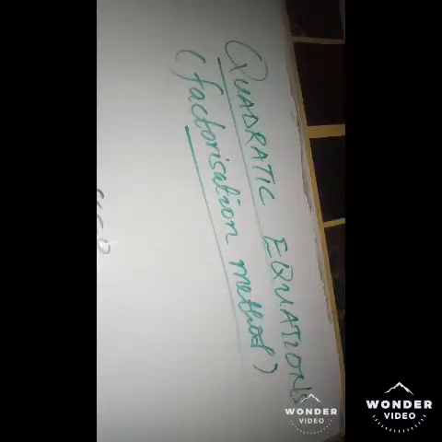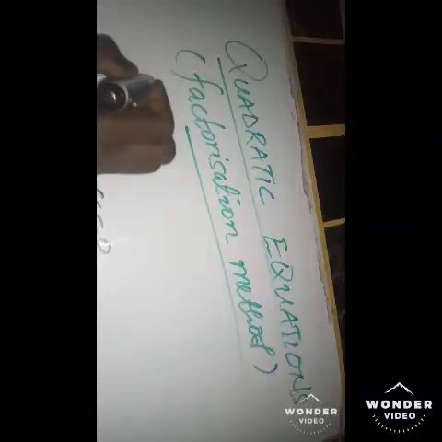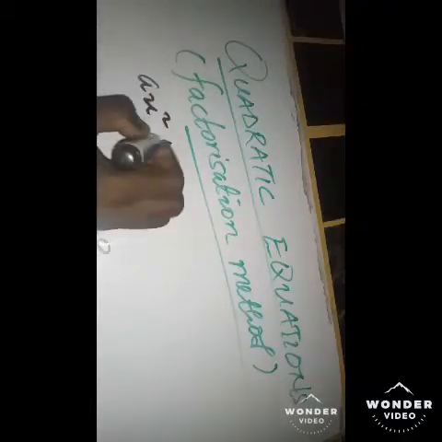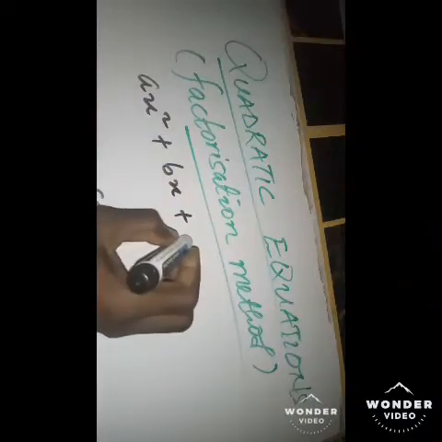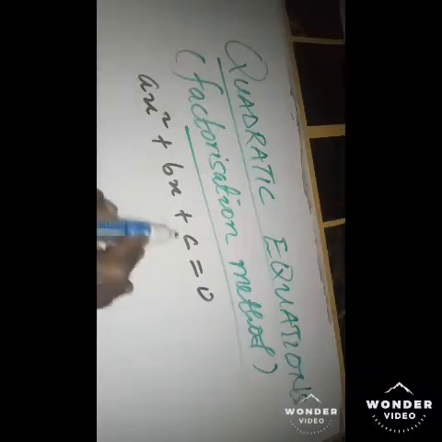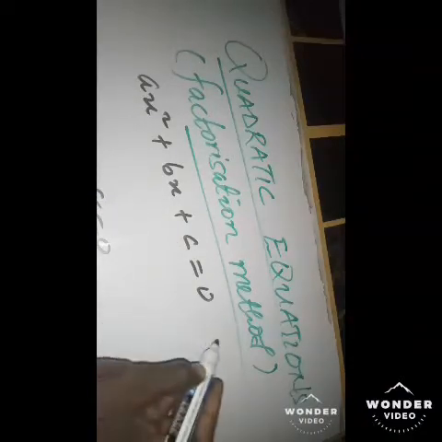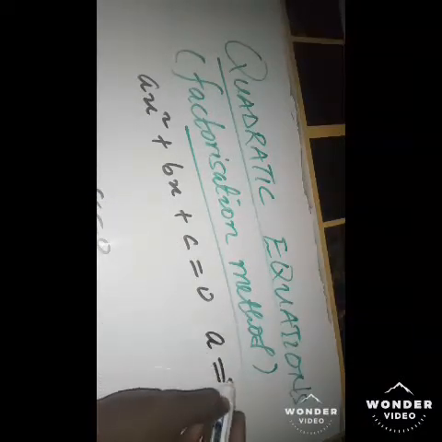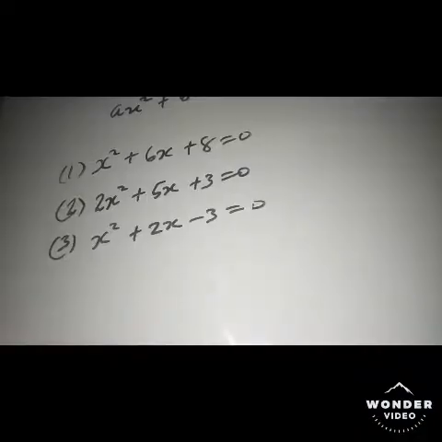Expressions of the form ax squared plus bx plus c equals 0 are called the general quadratic equation in x, where a, b, and c are real constants and a is not equal to 0.